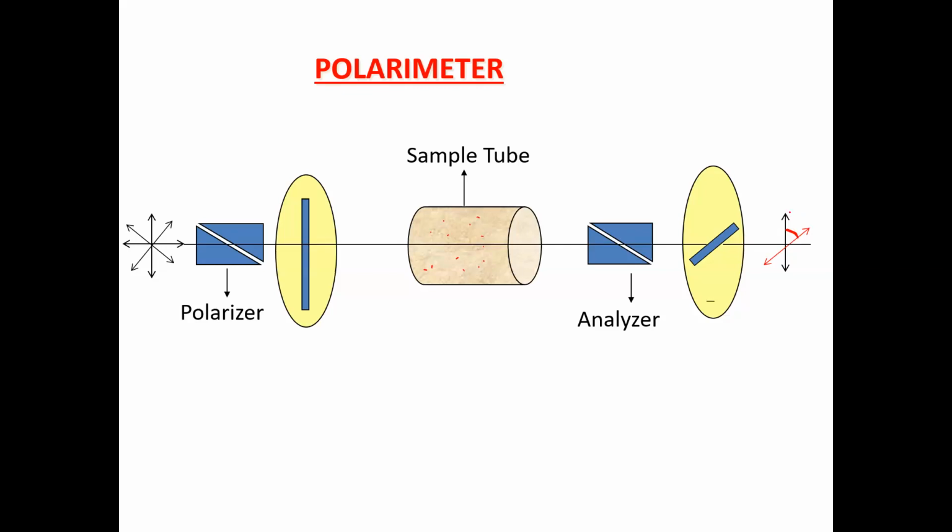If it has been deflected to the right, then the substance in the sample tube was dextro-rotatory, dextro. And if it gets deflected to the left, it is levo-rotatory. So these two compounds, one which deflected to the right and the other which deflected to the left, are optical isomers.